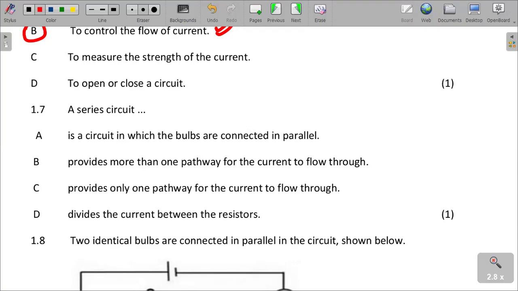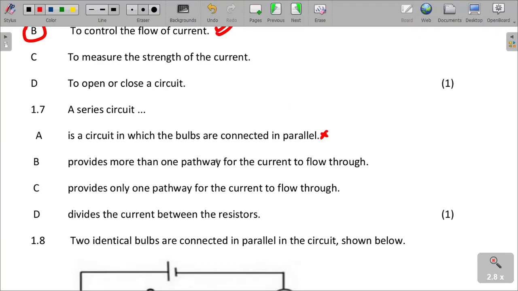What is a series circuit? What we need to understand is that there are properties or characteristics that we can give to define a series circuit. A circuit in which the bulbs are connected in parallel is obviously the opposite of series. It's another circuit connection pathway, and it provides more than one pathway for the current to flow through.